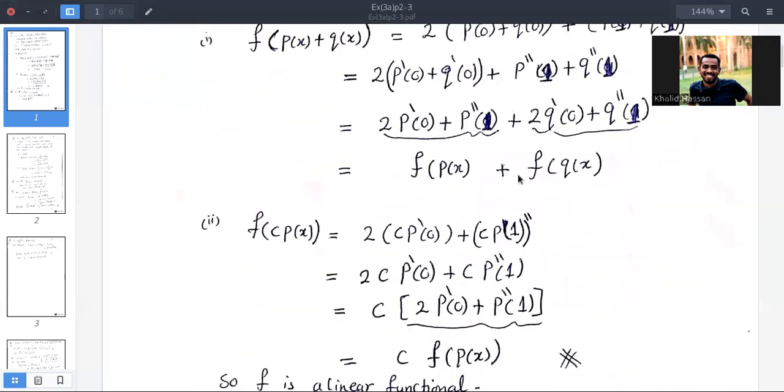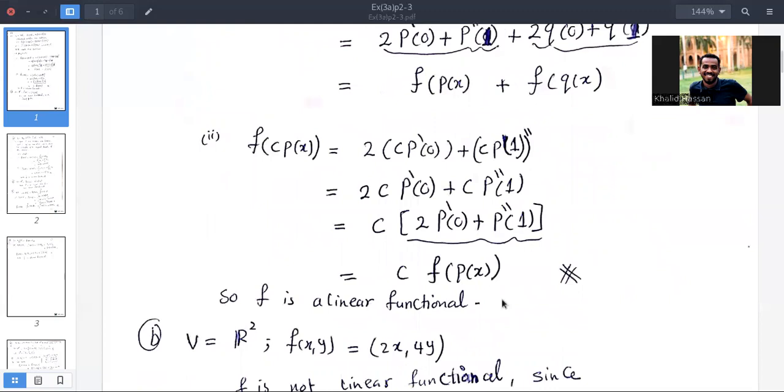Now the second condition. Suppose that c is any number in any field. So f of c p of x will be 2 times cp dash of 0 plus cp double dash of 1. Again, we can take c out as it is just a number. So it will be c times 2p dash of 0 plus p double dash of 1, which is c f of p of x. So the second condition is checked. Then f is a linear functional.